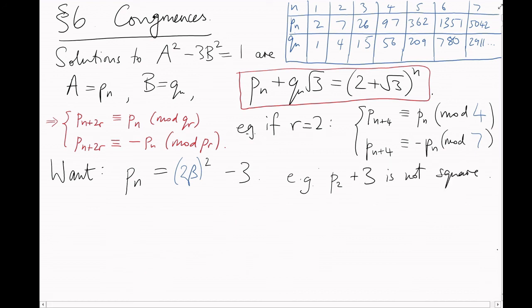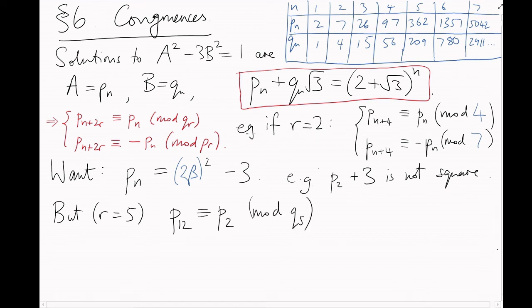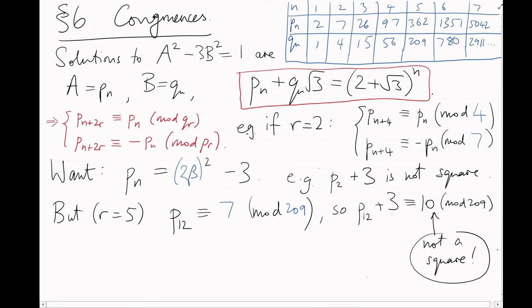So let's keep n equals 2 and set, for example, r equals 5. Then our first congruence tells us that P12 is P2 mod Q5. In other words, P12 is 7 mod 209. Now, 7 also isn't 3 less than a square mod 209. Nothing will square to 10 modulo 209. So P12 also fails our test for the same reason mod 209.